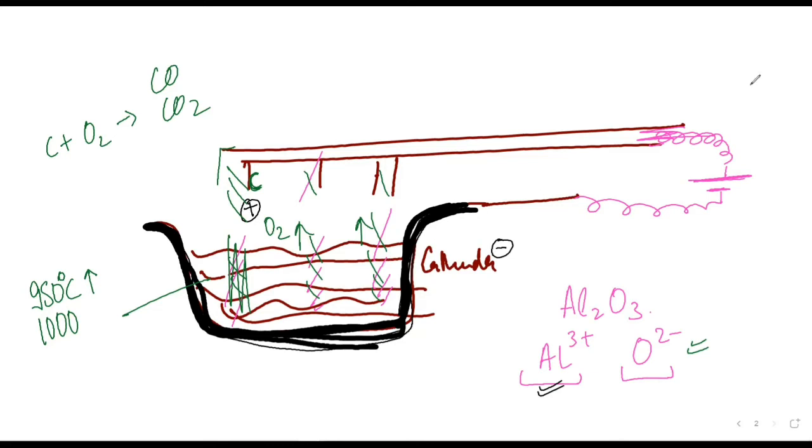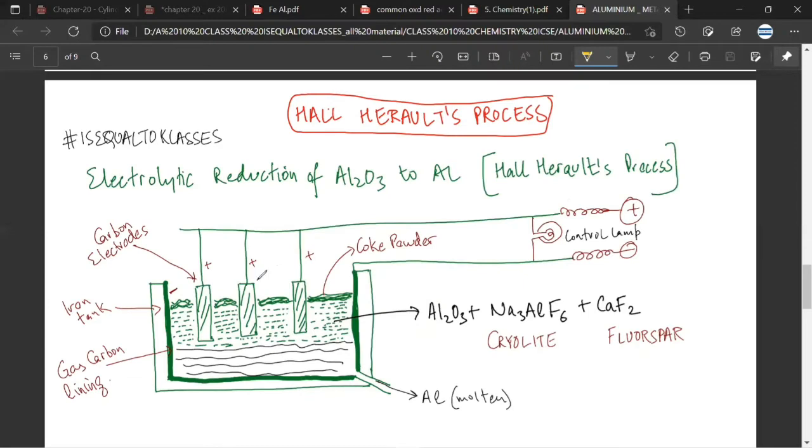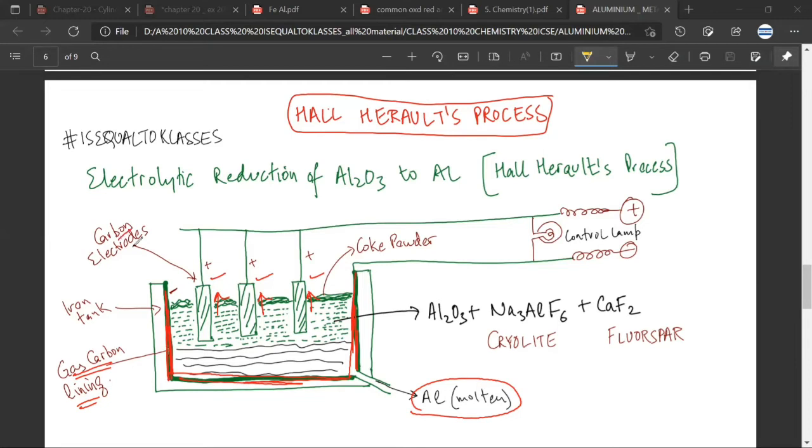So now let us go into the detail and try to understand what exactly is happening. These anodes will have to be gradually replaced because they keep reacting with the oxygen which is liberated. And this is what I was telling you about this container. Do you see this container? They have written gas carbon lining. Gas carbon is an allotrope of carbon. It is just like the carbon electrodes that you used in the electrolysis chapter.